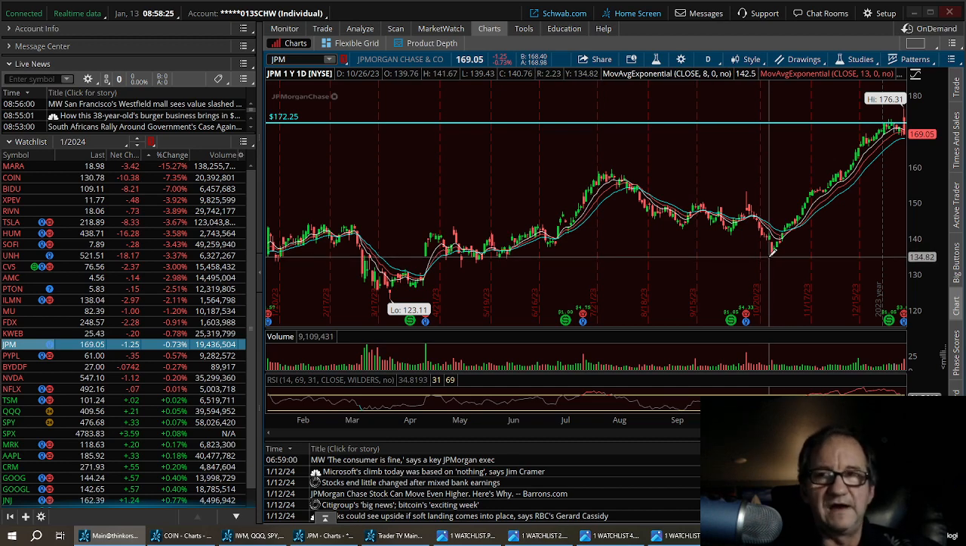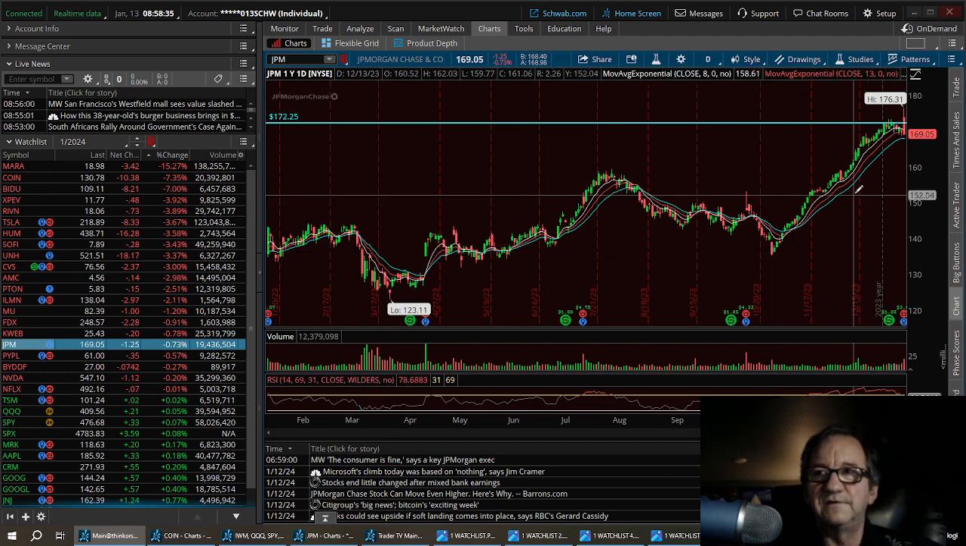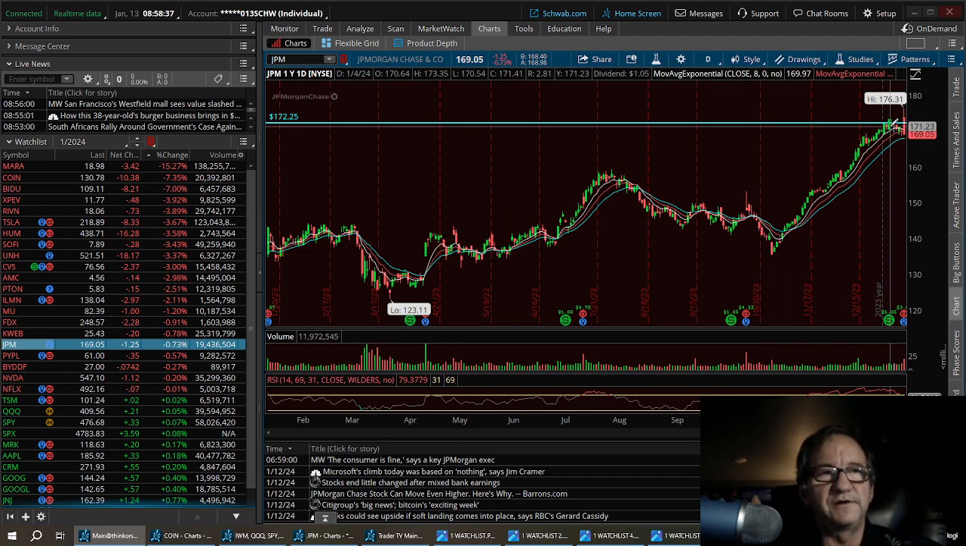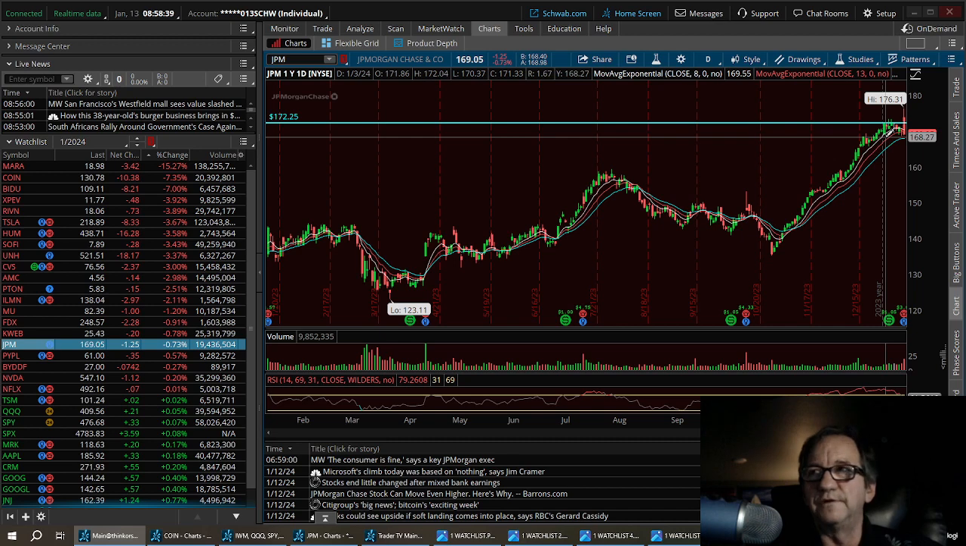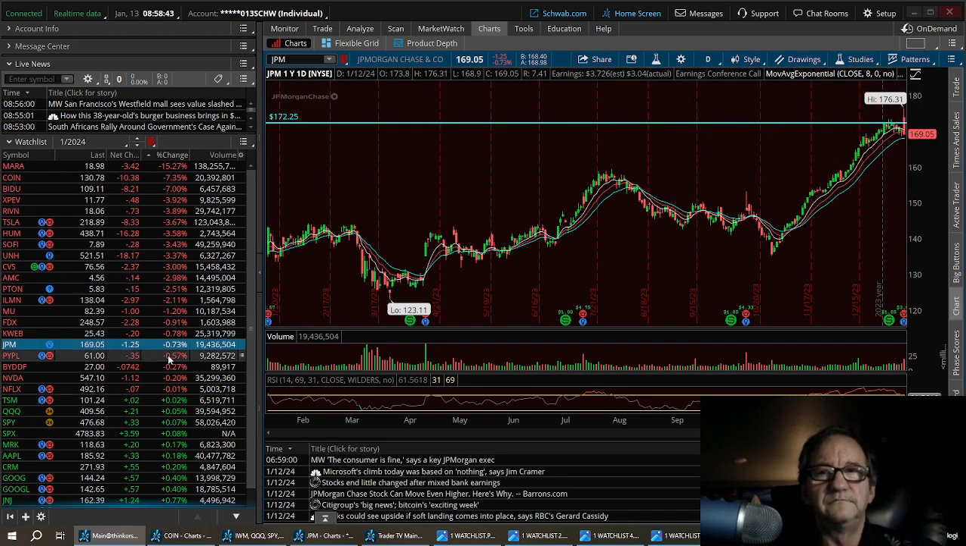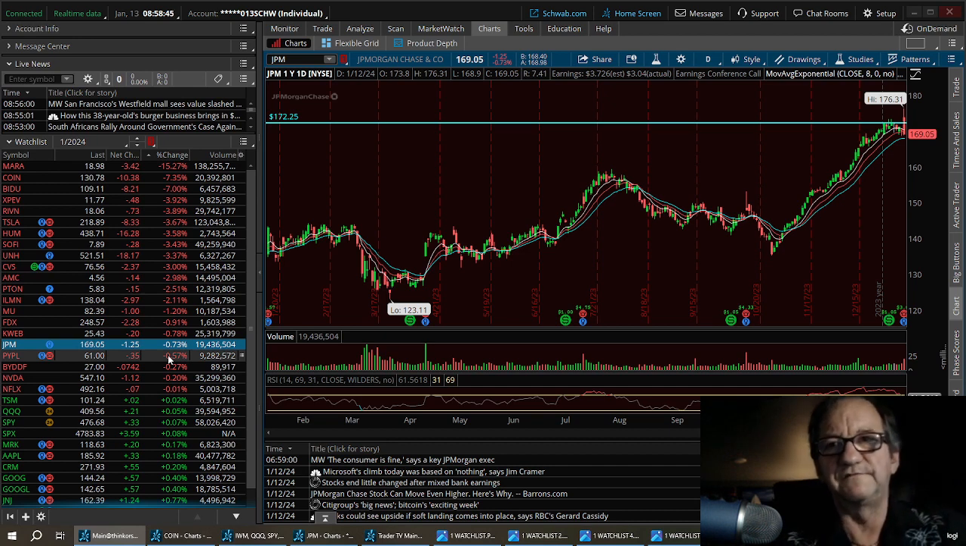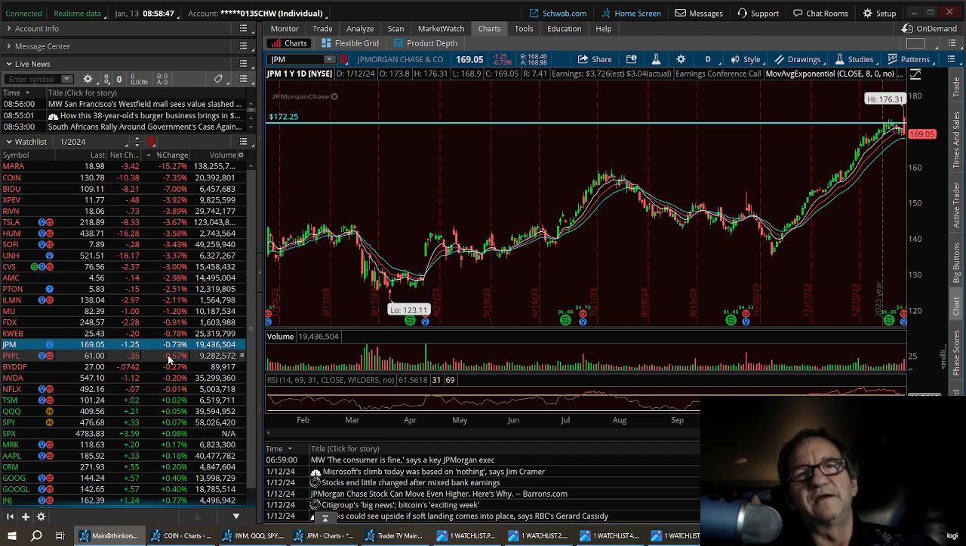When Powell came out, said he was going to stop raising rates and wait until they start cutting them, that's when we're going to have the other breakout. When they start cutting the rates, I'm going to be taking JP Morgan, and I'm going to jump in it, and we're going to run it up to 220. Because that's going to be a big catalyst for these guys to break out of this resistance.